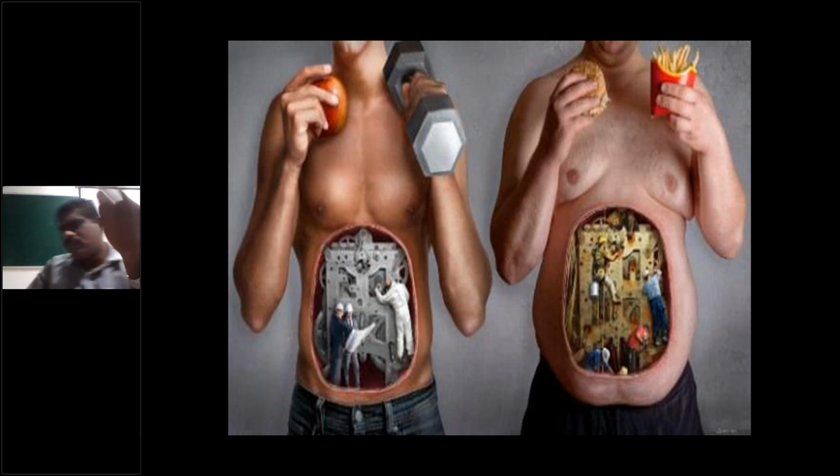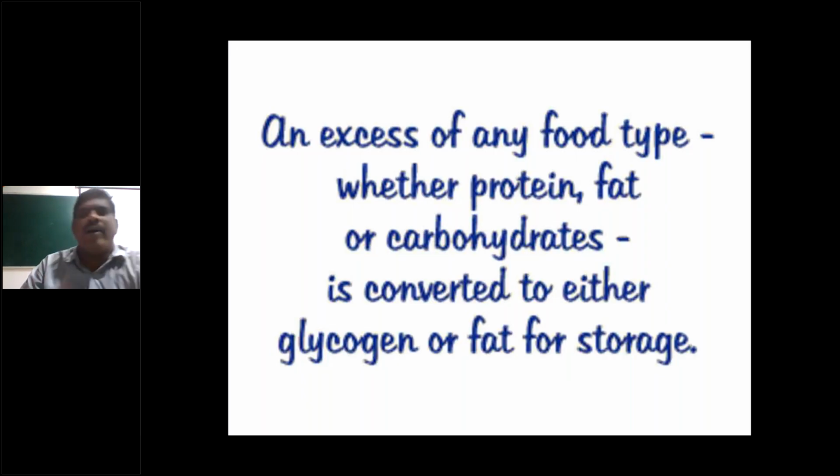So this is our internal machine. Just like a machine, our body requires an internal system of enzymes and hormones. So many things are involved here. An excess of any food type, whether it's protein, fat or carbohydrate, has only two stories.